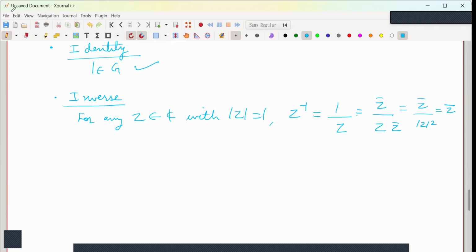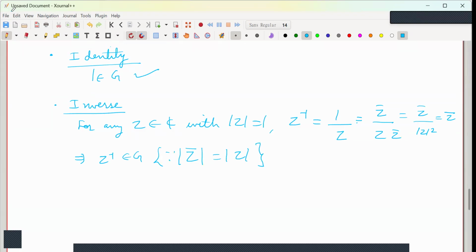So again, since A plus iota B has modulus 1, which is root of A square plus B square, Z bar, which is A minus iota B, will also have modulus 1. So this again belongs to G, since the modulus of Z bar is the same as the modulus of Z. So if it is 1, then it has to be 1. Okay. So this forms a group.